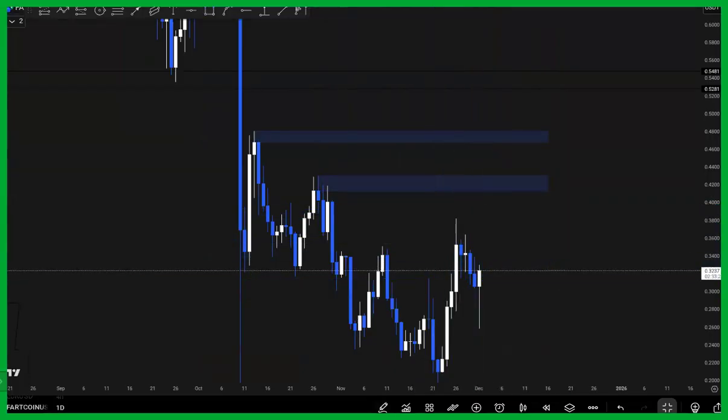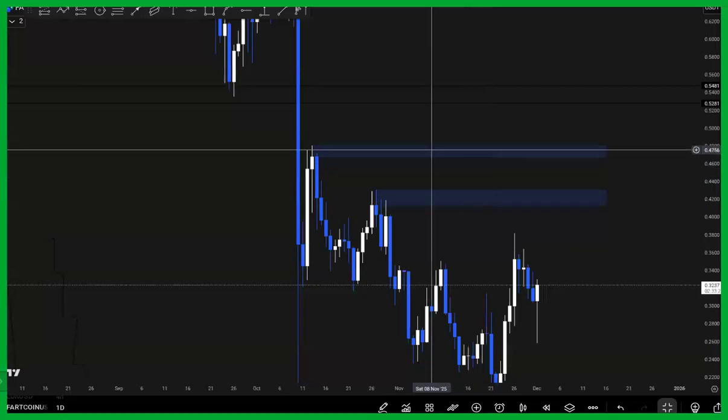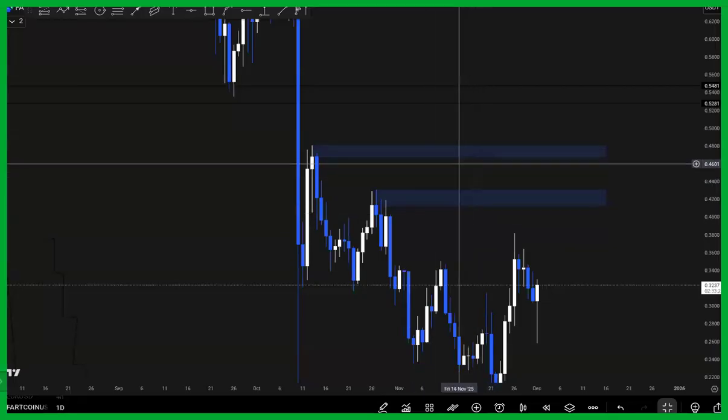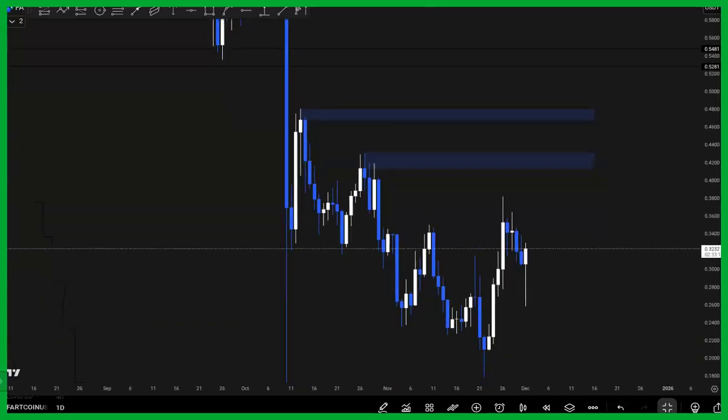So, this is just how you can identify your rejection blocks. In the case of a high, in the case of a low, the same thing. What am I saying here? I think price is reacting off the daily fair value gap.